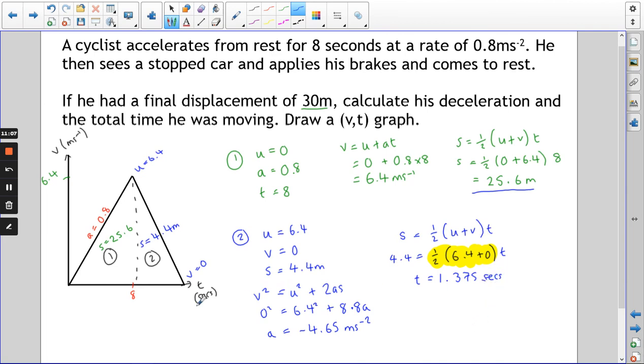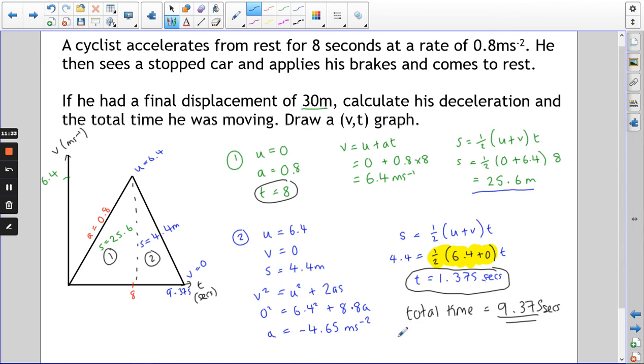Okay, so that puts us on altogether time-wise 9.375 seconds. 8 seconds to accelerate, 1.375 seconds to stop. So the total time equals 9.375 seconds. It's those 8 plus this 1.375, and that's that one done. And the graph fills itself in as you go rather than leaving the graph till the end. Okay, it helps if you can visualize the problem in graph form anyway, so I'd get a sketch of the graph and just add numbers as you go along.